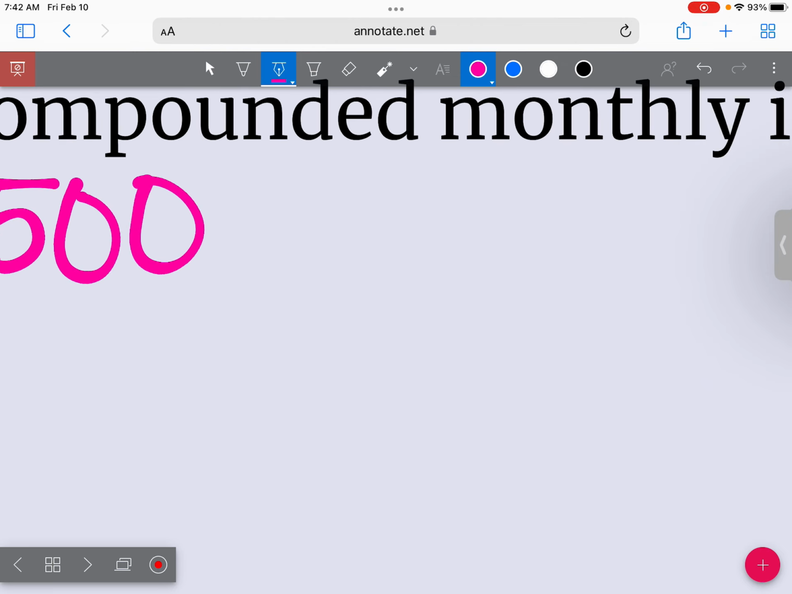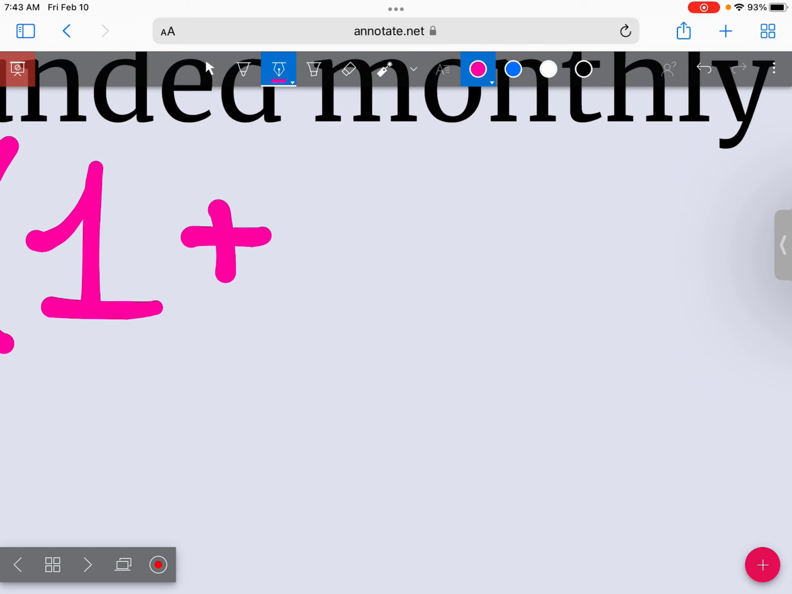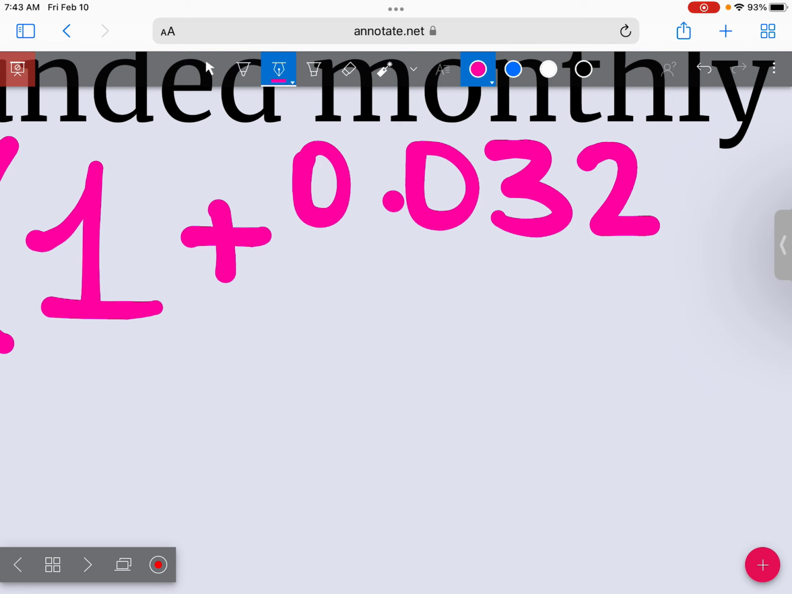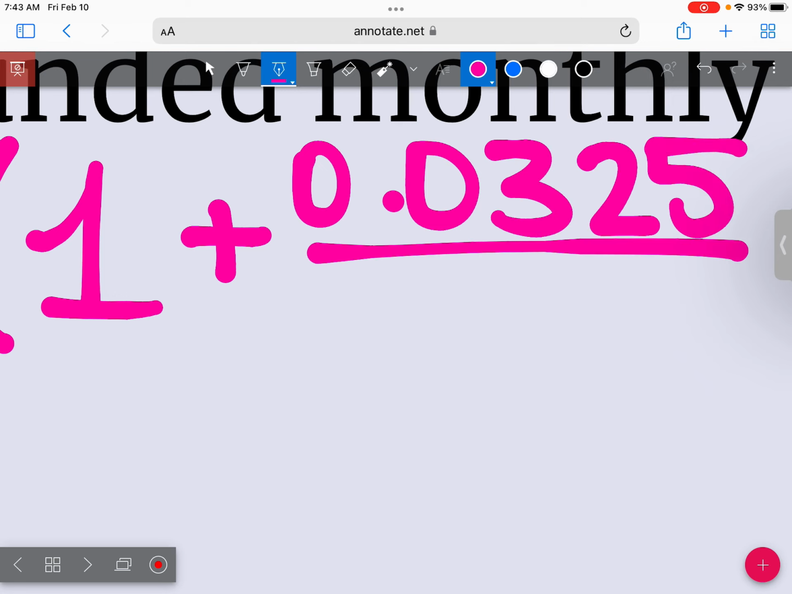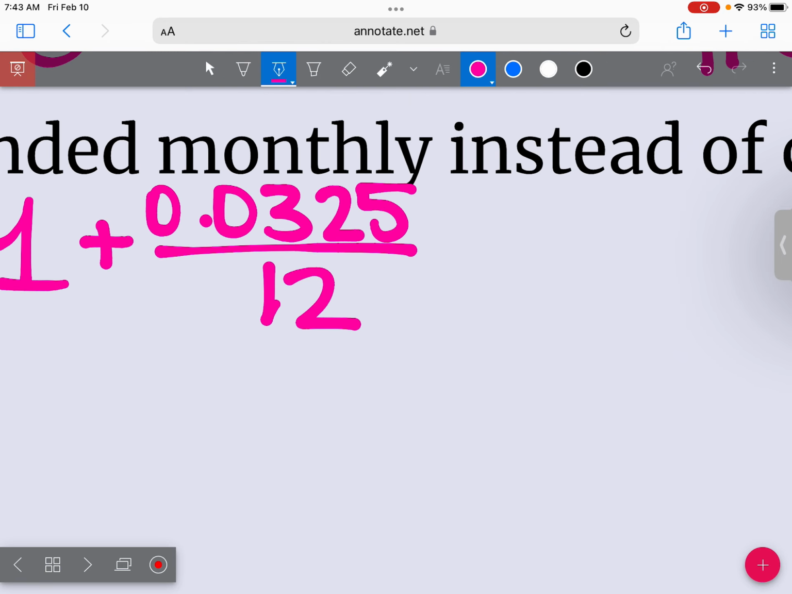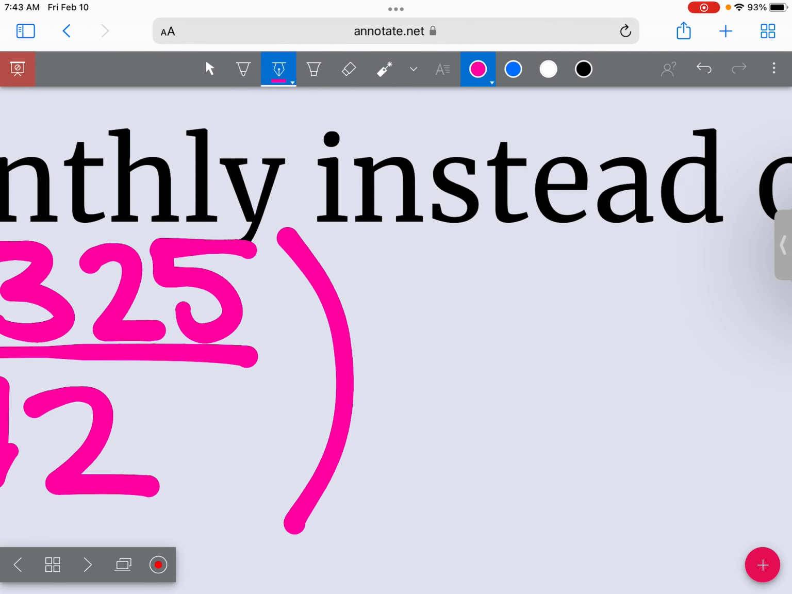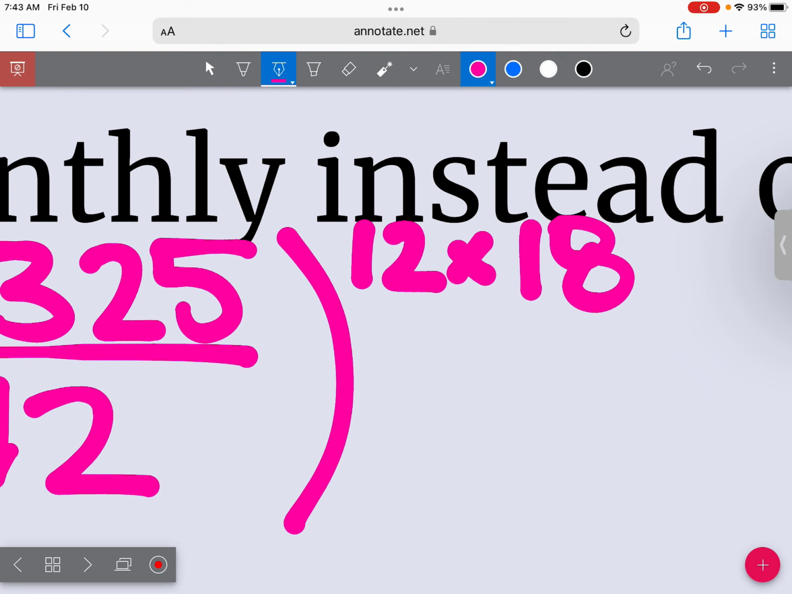Yes, we're thinking n. 6,500, and then it's the 1 plus our r over n, which is 0.0325 over our n, which is 12, because it's compounded monthly, to the n times t, which n is 12. What is t? We're just going to assume that we're still thinking 18 years for t. Okay, so 12 times 18. So, using this formula, what do you get?